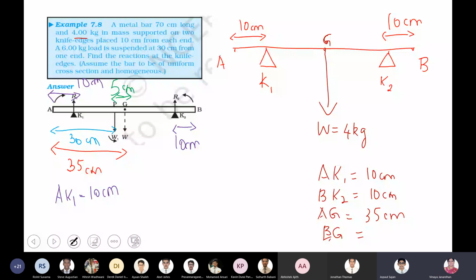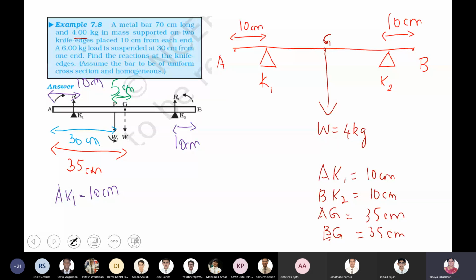See, always the center of gravity will be at the central point, 35. Because G is the midpoint of AB. AB is 70, so A to G is 35. Are you clear, boys? Yes, ma'am. Okay. Now look at the next part of the statement.